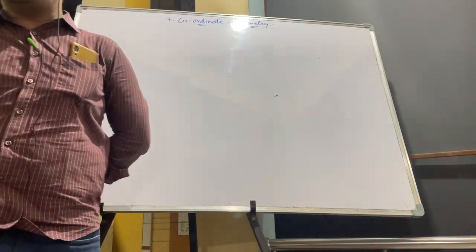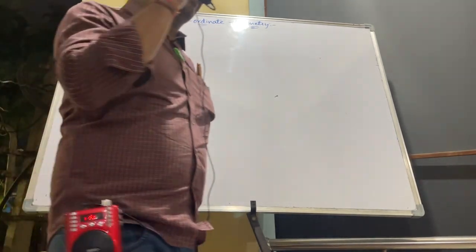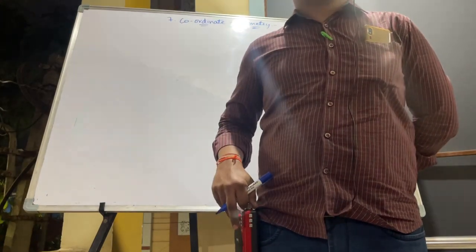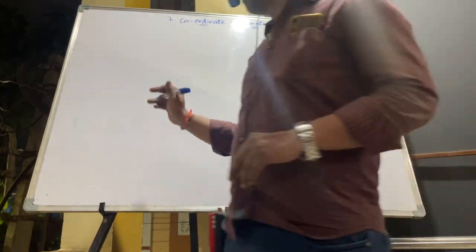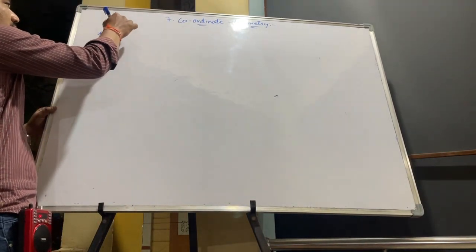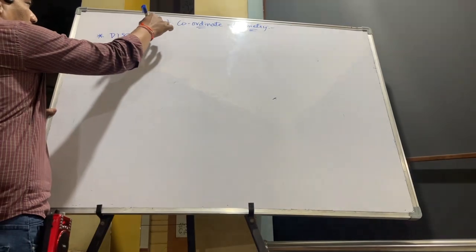But understood in coordinate geometry what you get? 2 points at a time. Within 1 point there are 2 points. x comma y. Clear? So today we'll discuss only distance problems. So, distance formula.